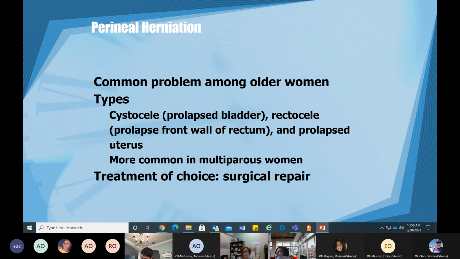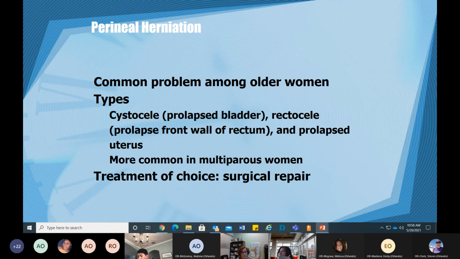There's going to be problems with sexual activity as well, or intercourse, a lot of difficulty. We will be able to feel a mass inside the vagina, which could indicate that something is pressing against it, whether it's the rectum, the bladder, or the uterus falling down, okay? And really the only choice of treatment for this type of herniation is surgical repair, okay?